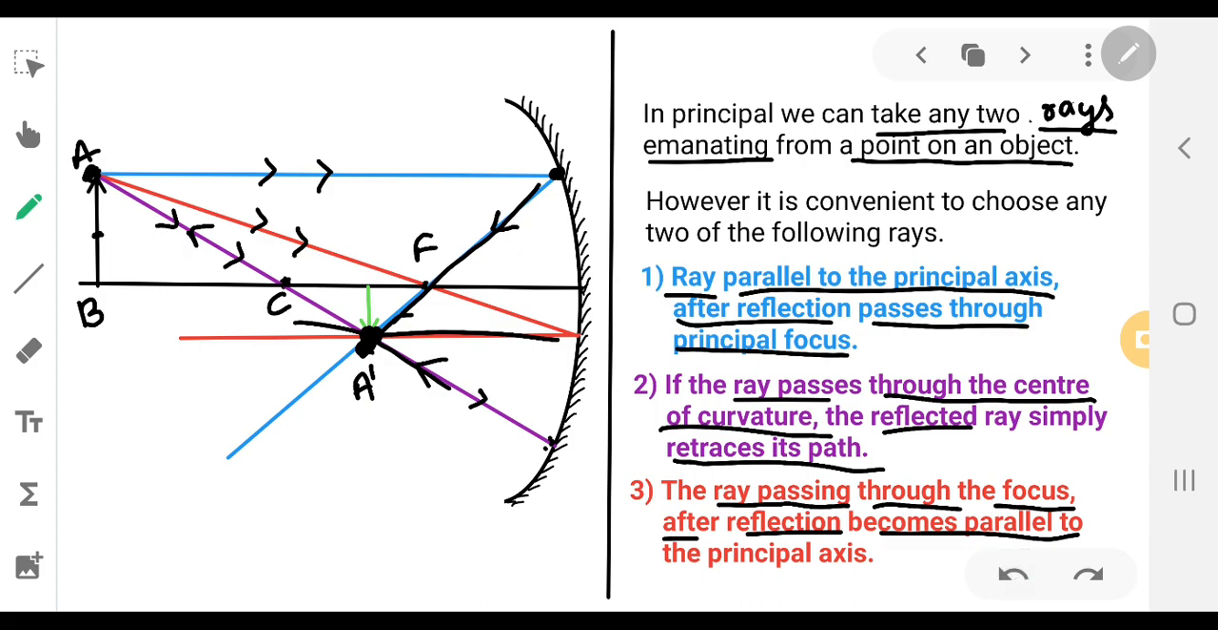So to understand the image formation, we can consider any two of these three rays. As already said, any number of rays keep emerging, but for our convenience, to understand the image formation pattern, we can consider any two of these three rays. So here is the image formed, A dash, B dash.